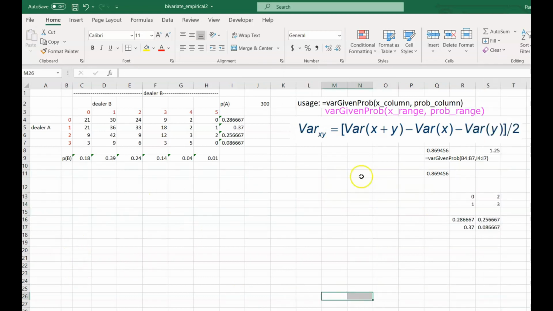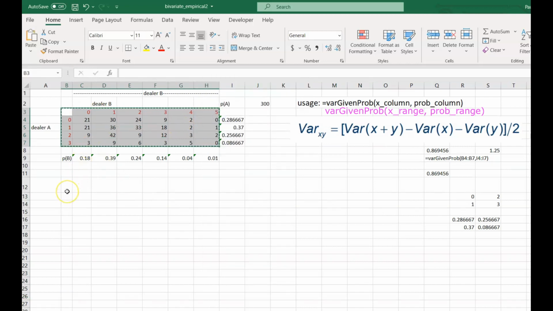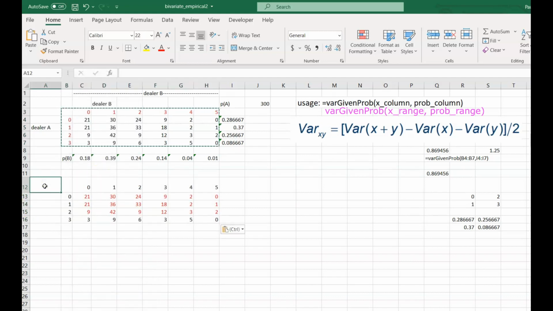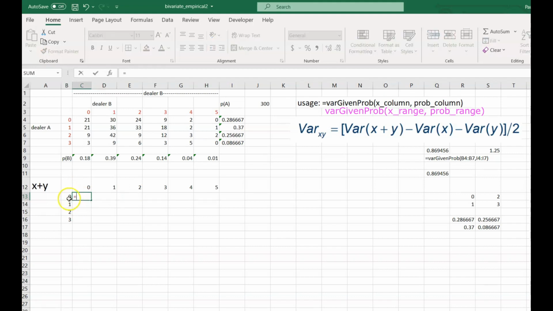Okay, so let's look at how to construct x plus y. Let's copy this one and put it here. We copy its value. So we are going to construct x plus y, and let's delete all these values. Obviously, for this one it should be 0 plus 0. So this one will be 0 plus 1, right? So this number should be 0 plus another 0. Of course, we'll see a 0, right?